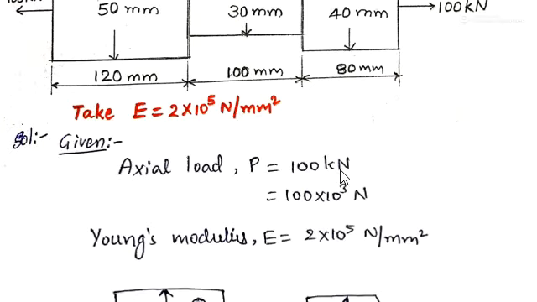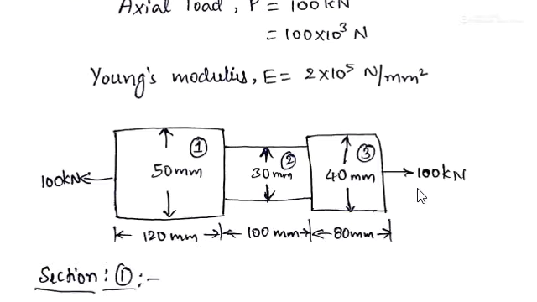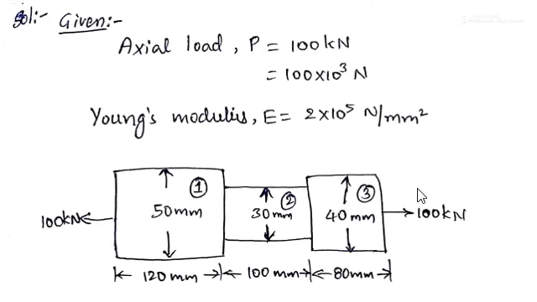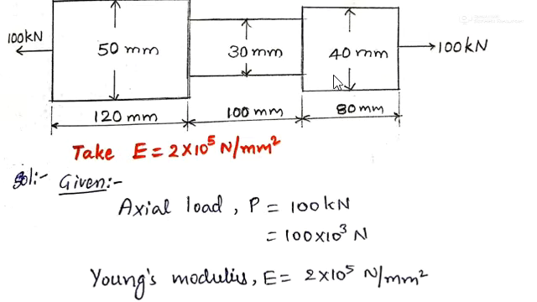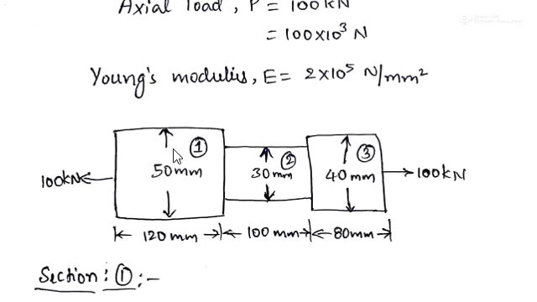Here the load value is given, 100 kilonewtons, that is 100 into 10 to the power of 3 newtons, and the E value is given. To find these stresses and total elongation, let us give numberings like 1, 2, 3. This is section 1, section 2, section 3, or part 1, part 2, part 3. We give numberings because we will find the stresses separately.